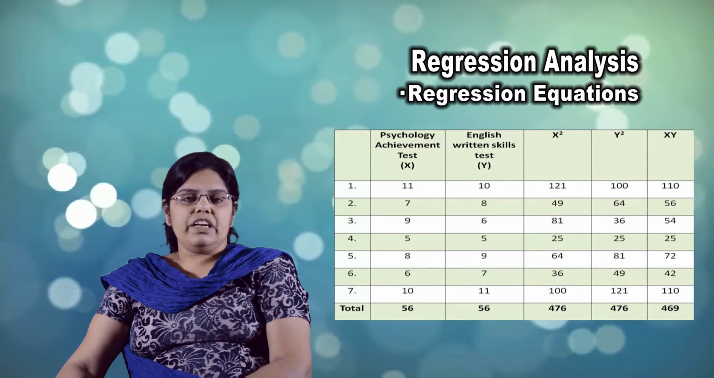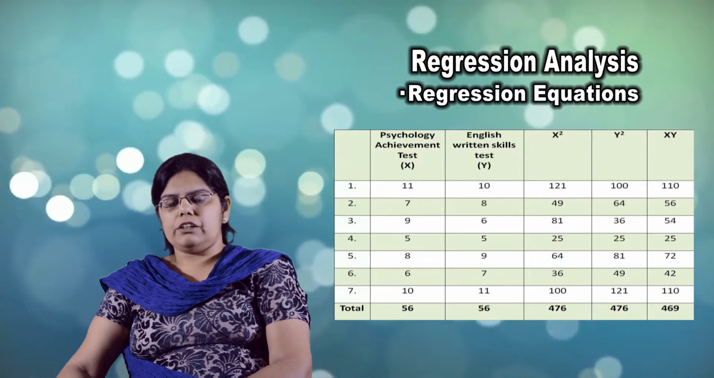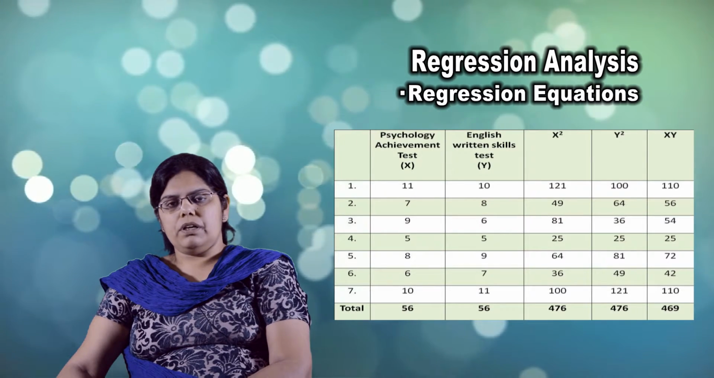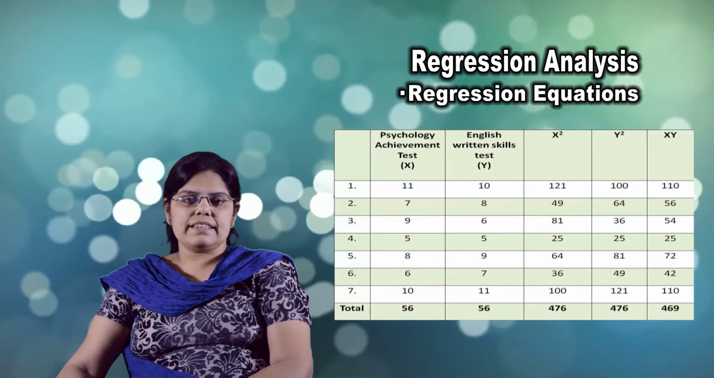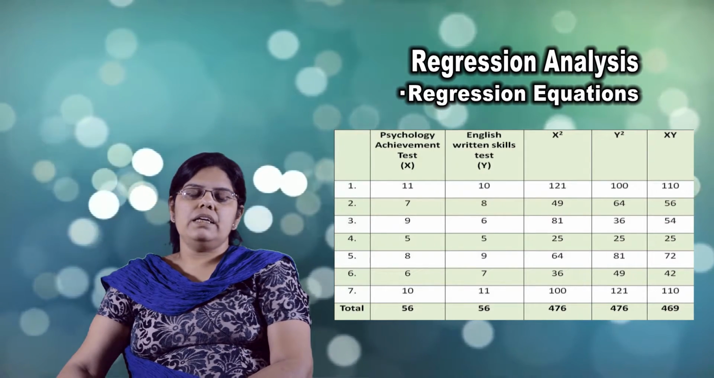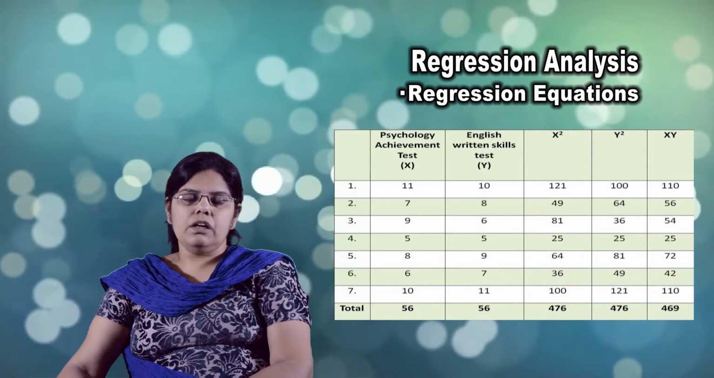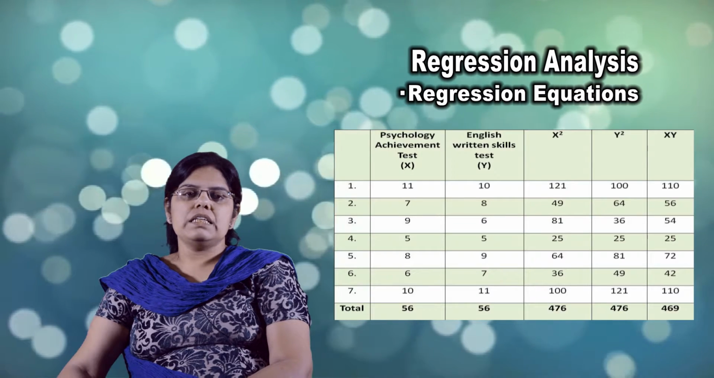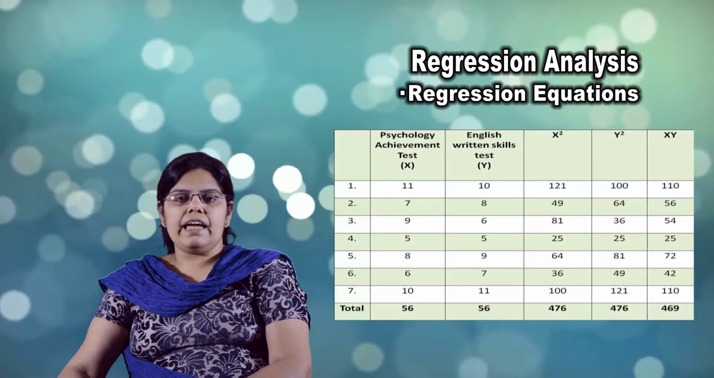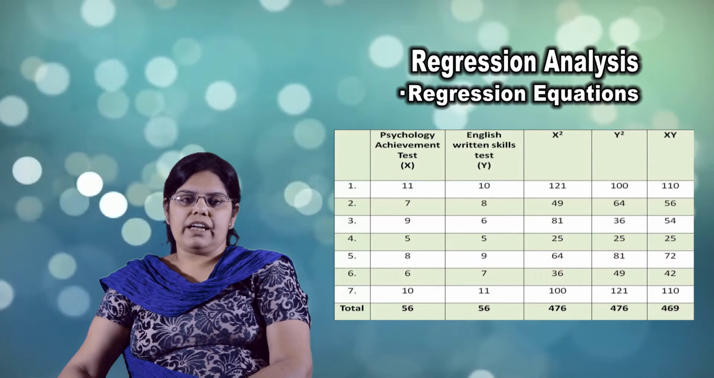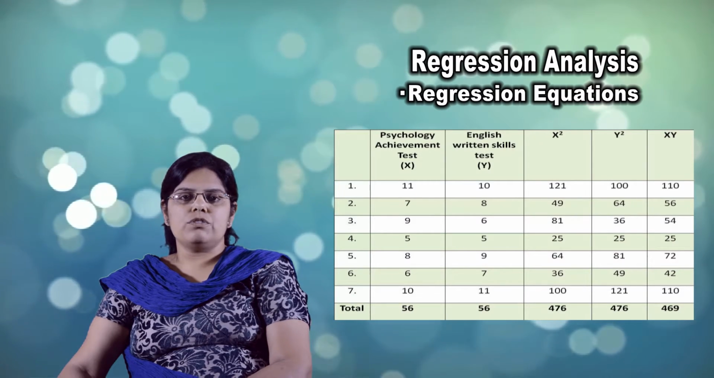The values of a and b are calculated from simple algebraic calculations using the formulas sigma y is equal to na plus b sigma x, and sigma xy is equal to a sigma x plus b sigma x square. From these two equations, we can compute the most probable values of x for the given values of y or the most probable values of y for the given values of x.